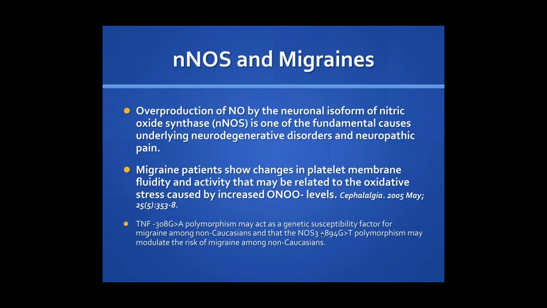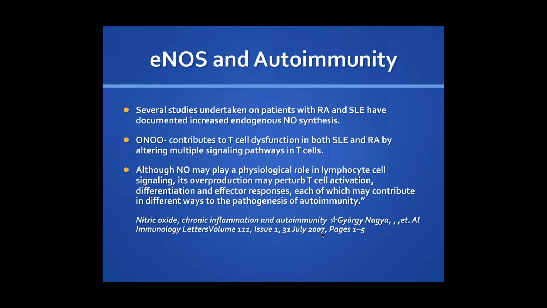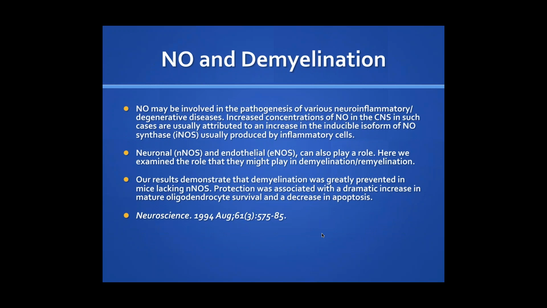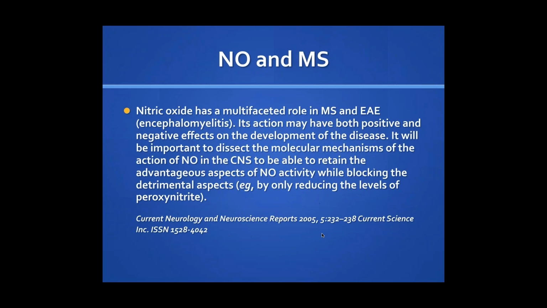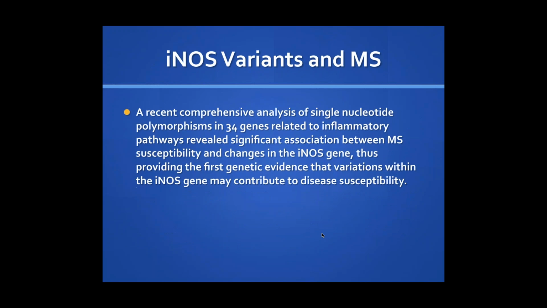But basically, I did find a huge correlation between migraines and nitric oxide or peroxynitrites. There was some association with autoimmunity, and here are some studies. And demyelination, for sure, has definitely been shown with excess peroxynitrite formation. There are more demyelination studies, MS studies.